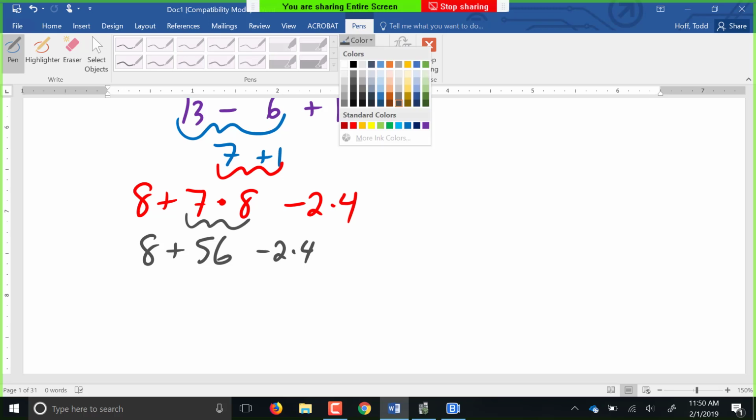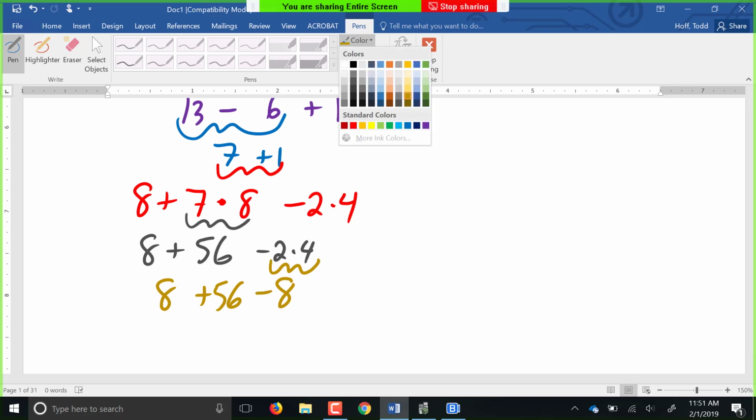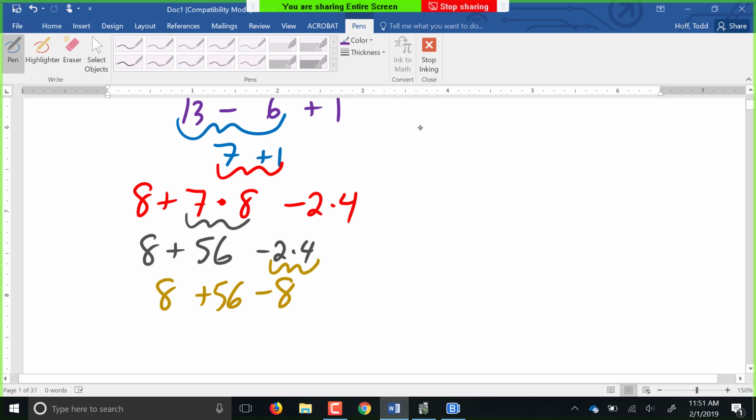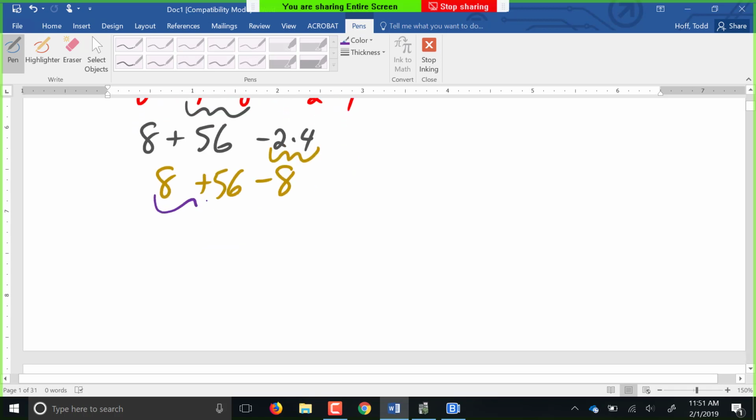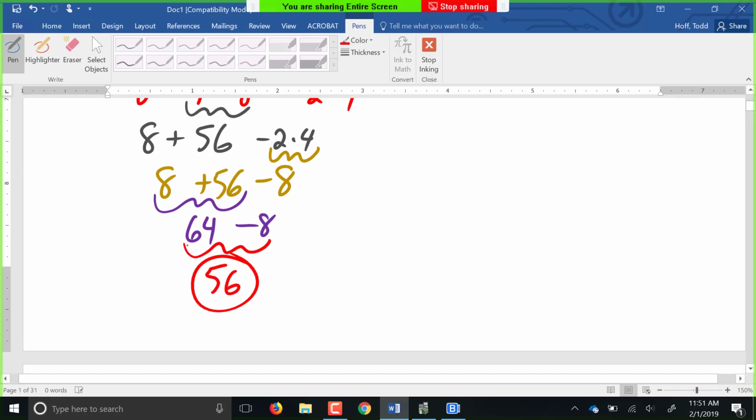And then 2 times 4 is 8. So now we're down to only addition and subtraction. We're going to go left to right. 8 plus 56, of course, is 64. And 64 minus 8 takes us back to 56. How many of you had 56 for that one?